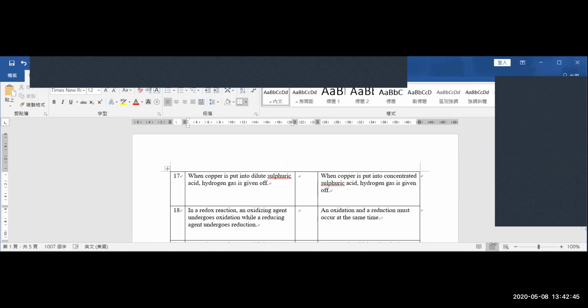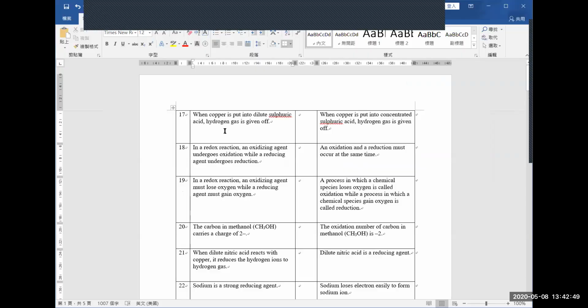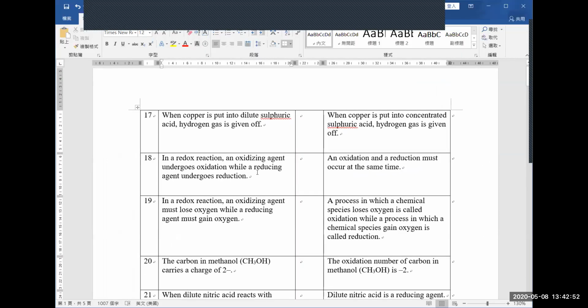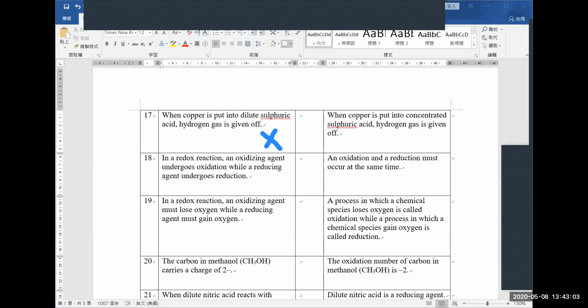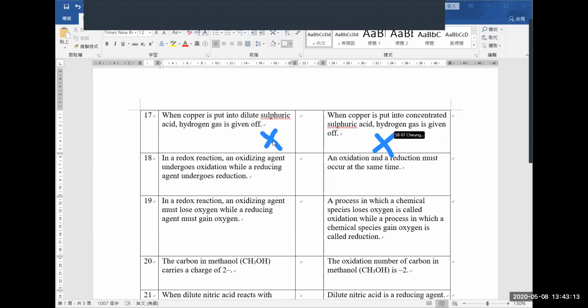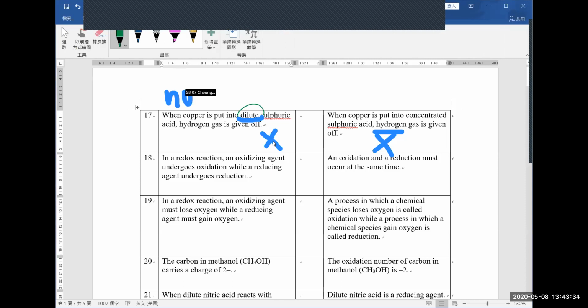First one, Zhang Gaowen. When copper is put into dilute sulfuric acid, hydrogen gas is given off. How wrong are they? What's wrong with them? Well, you just underline dilute. You underline dilute, so what's wrong?